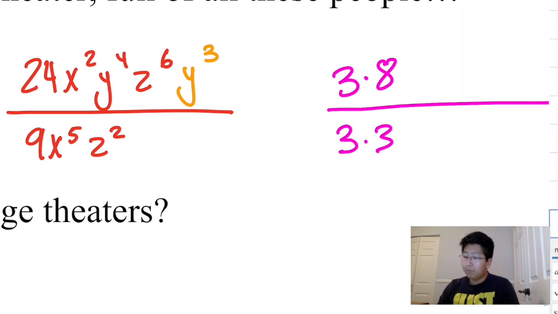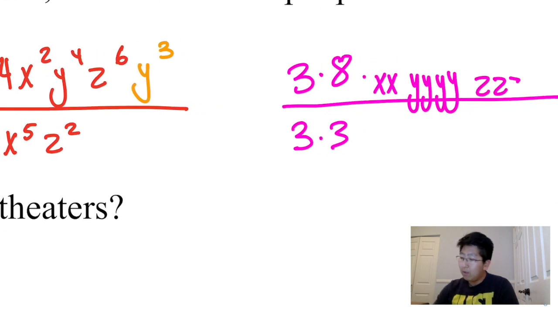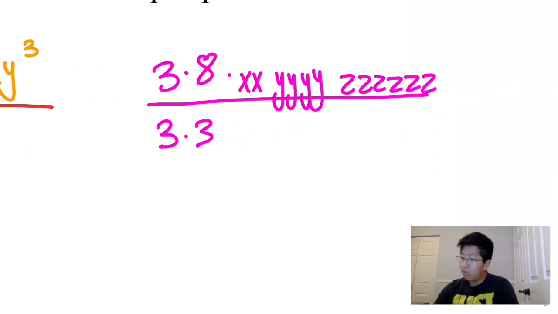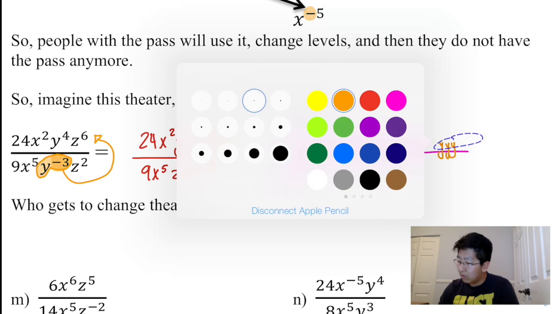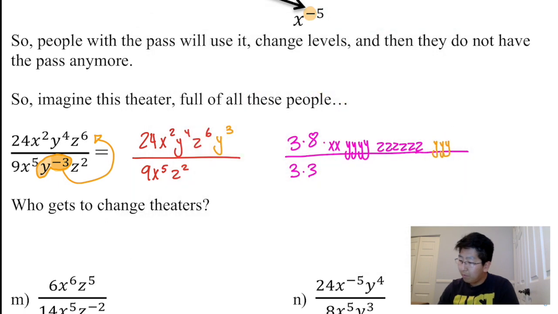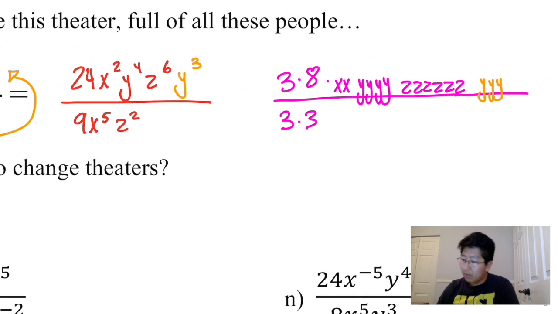So 8 times 3, 3 times 8, times x, x, y, 1, 2, 3, 4, 5, 6 z's, and then we still have our 3 y's, right? Where did those 3 y's come from? They came from the bottom. That's this portion right here. I'll change the color just so that you understand. This is the orange one, okay? So what happened is it came up to the top. And the rest is going to be 1, 2, 3, 4, 5. Did I get that right here? Right? And then z, 2 z's.